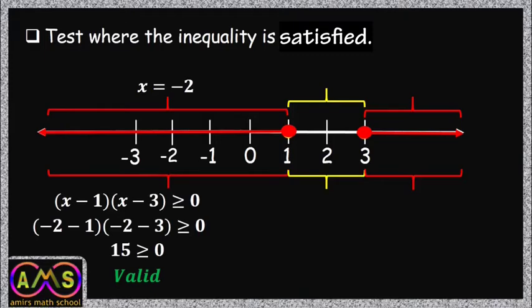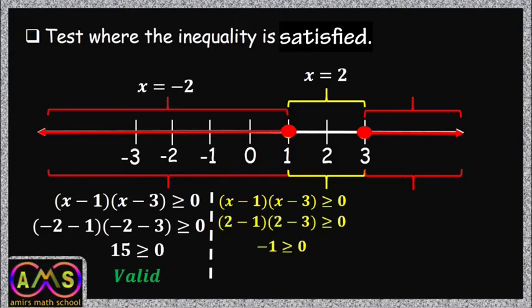Similarly, from the second part, let's take x equal to 2. Then substitute the value of x in the inequality, (x minus 1) times (x minus 3) greater than or equal to 0, which gives minus 1 greater than or equal to 0. So with this value, the inequality is not satisfied. So we can say with x equal to 2 or any value within 1 to 3, this inequality is not satisfied. So this part of the number line is not valid for the solution of this inequality.